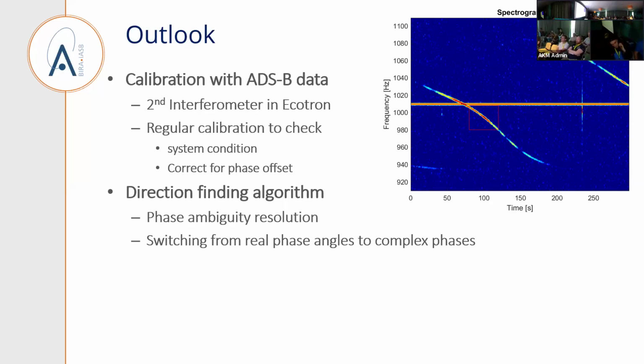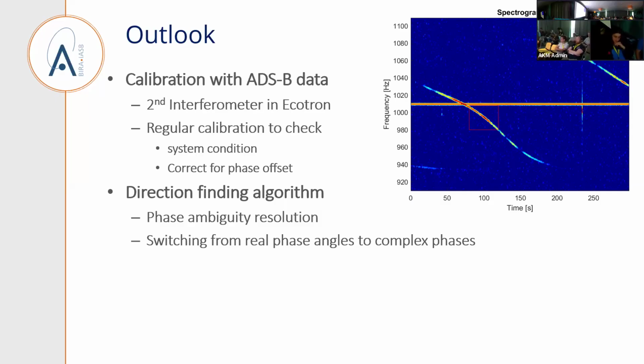I will also do this for the second interferometer in ECOTRON. And then we are planning to do regular calibrations to check the system condition and to also correct for the phase in case there's a restart of the system, either manually or automated, I need to see. It's probably going to be manual. I want to do something else as well.